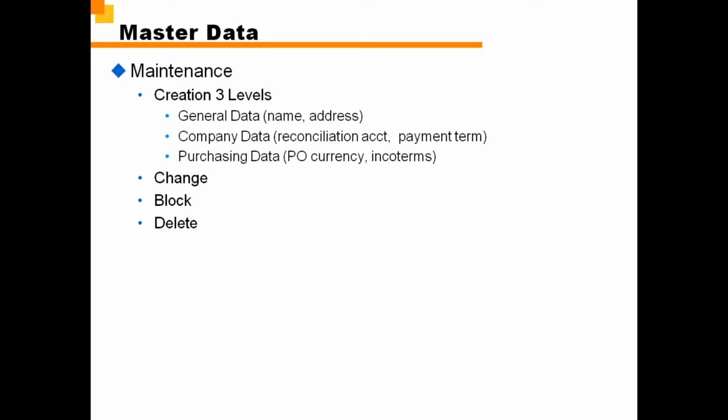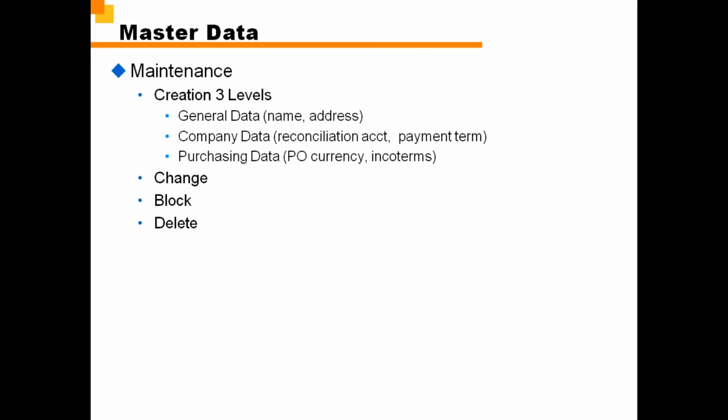Whereas in the company code data, you will be maintaining his reconciliation account, terms of payment, and some other things can also be done, like how you will be doing the payment to that particular vendor. You will be doing the payment in cash, through some check, or a transfer, or some wire transfer. How you are going to pay that vendor, that method you will be assigning at which level? At the company code data level. That is the second level.